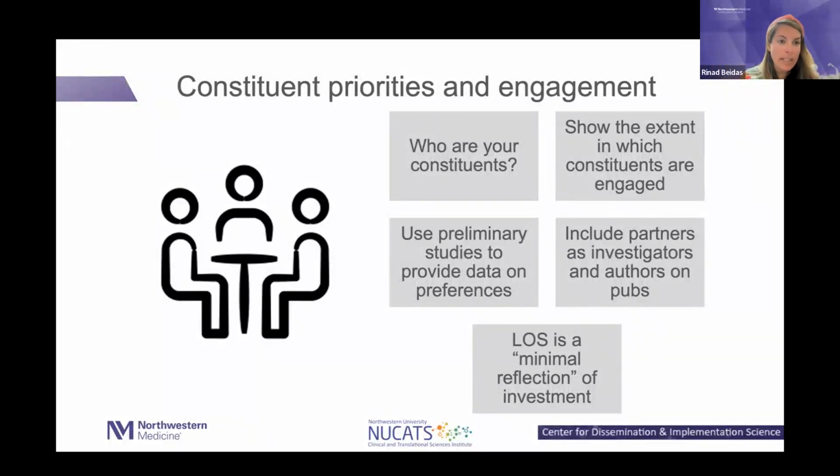You can use your preliminary study section to show which constituents you've already engaged, and you can even do preference elicitation work with them to provide data on their preferences in that preliminary study section. And it's good for you to always at baseline have a letter of support. It's the minimal reflection of investment here, but even better, you really want to leverage those important community partnered research principles. And if you can demonstrate that you have a long partnership and your partners are investigators and authors on your publications, that really goes a long way in line with all the principles that we've all learned from the Center for Community Health.